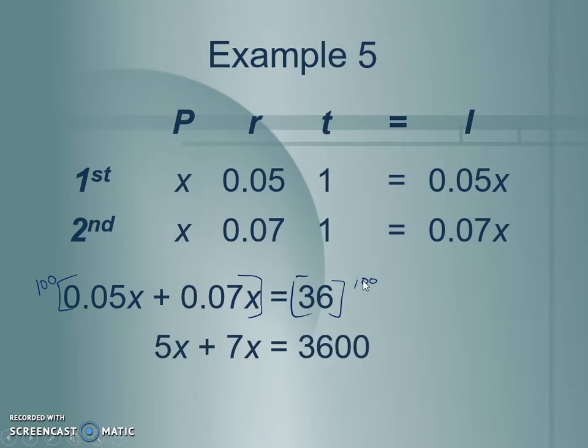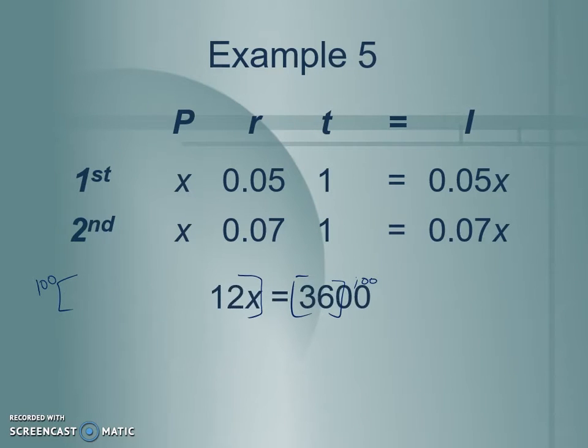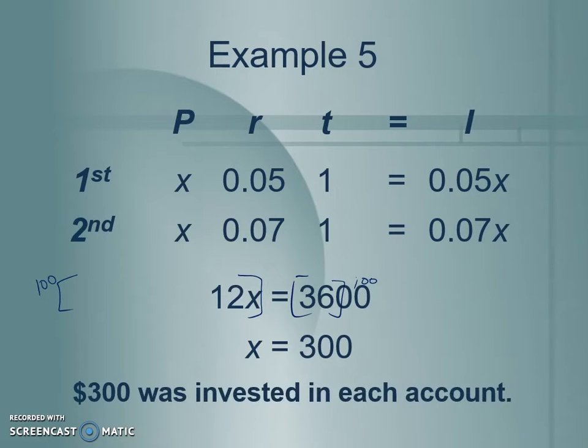We end up with 5x plus 7x equals 3,600. Now, of course, you don't have to do this step. It just makes it a little bit cleaner whenever you're working your problem out. So we combine 5 and 7, and we get 12x equals 3,600. We divide by 12 and get x equals 300. So that means that $300 was invested in each account. And if we actually went back, which we always should, and plug in 300, multiply 300 by 5% for 1 year and 300 by 7% for 1 year, add those numbers up, we would get $36.